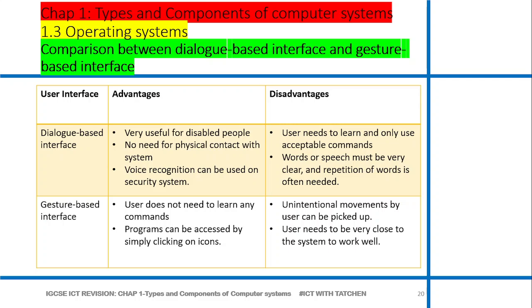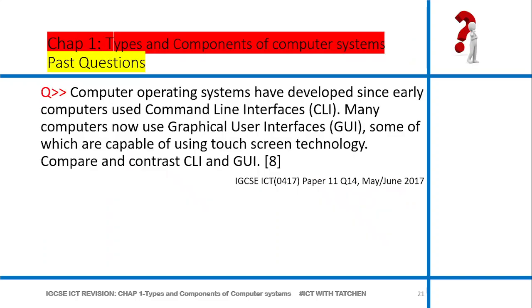Going to the gesture-based interface, it also has its advantages: you don't need to learn any commands, and you can easily access programs by clicking on icons. A disadvantage is that, since it's gesture based, unintentional movement can be picked up. Maybe you don't want it to pick something up, but it will because you moved. Also, the user needs to be very close to the system, where it uses a camera for image processing, so your face or whatever needs to be clearly visible for it to react accordingly.